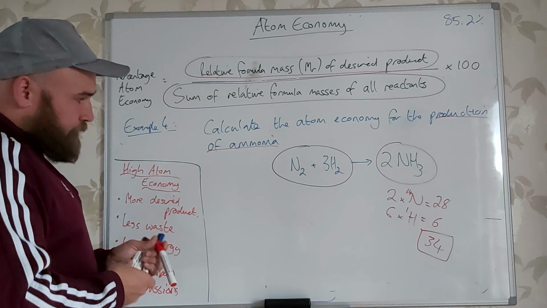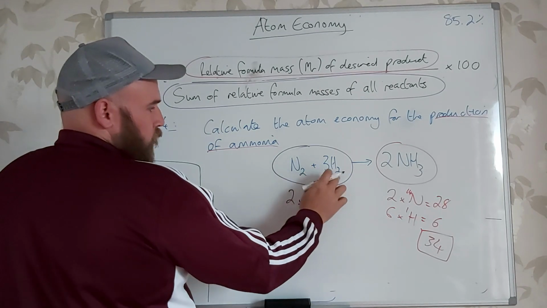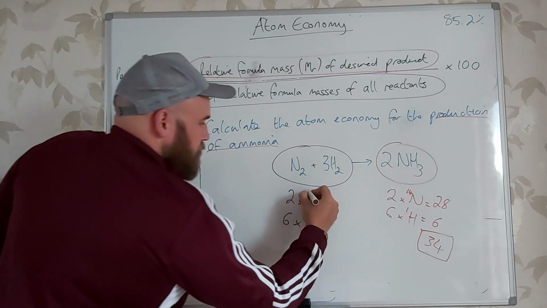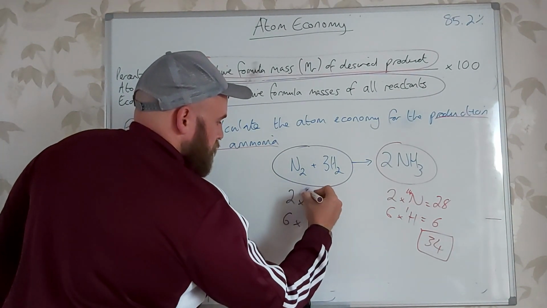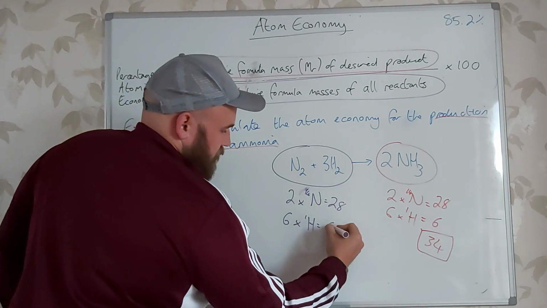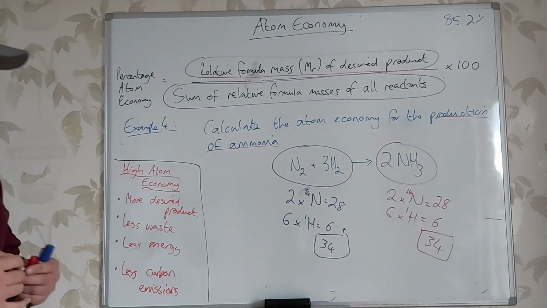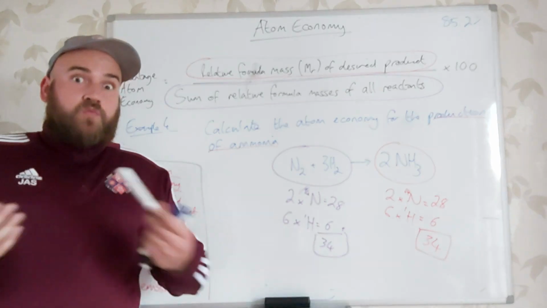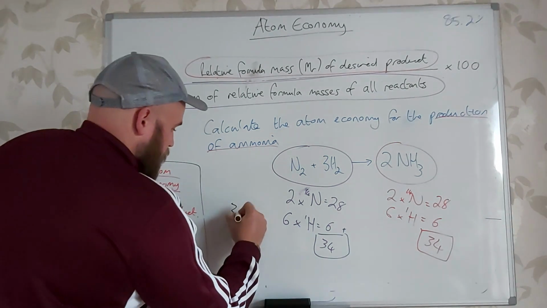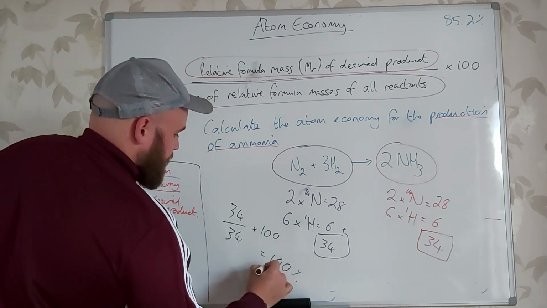Let's do the purple circle then. So in the purple circle, I've got 2 N's and I've got 6 H's in total. So in total, I'm going to have 2 times 14, which is 28, 6 times 1, which is 6. Add them together, you end up with 34. Now you'll notice something here. What's in the red circle equals what's in the purple circle. So we already know what the atom economy is going to be. So it's going to be 34 divided by 34 times 100, which equals 100%.